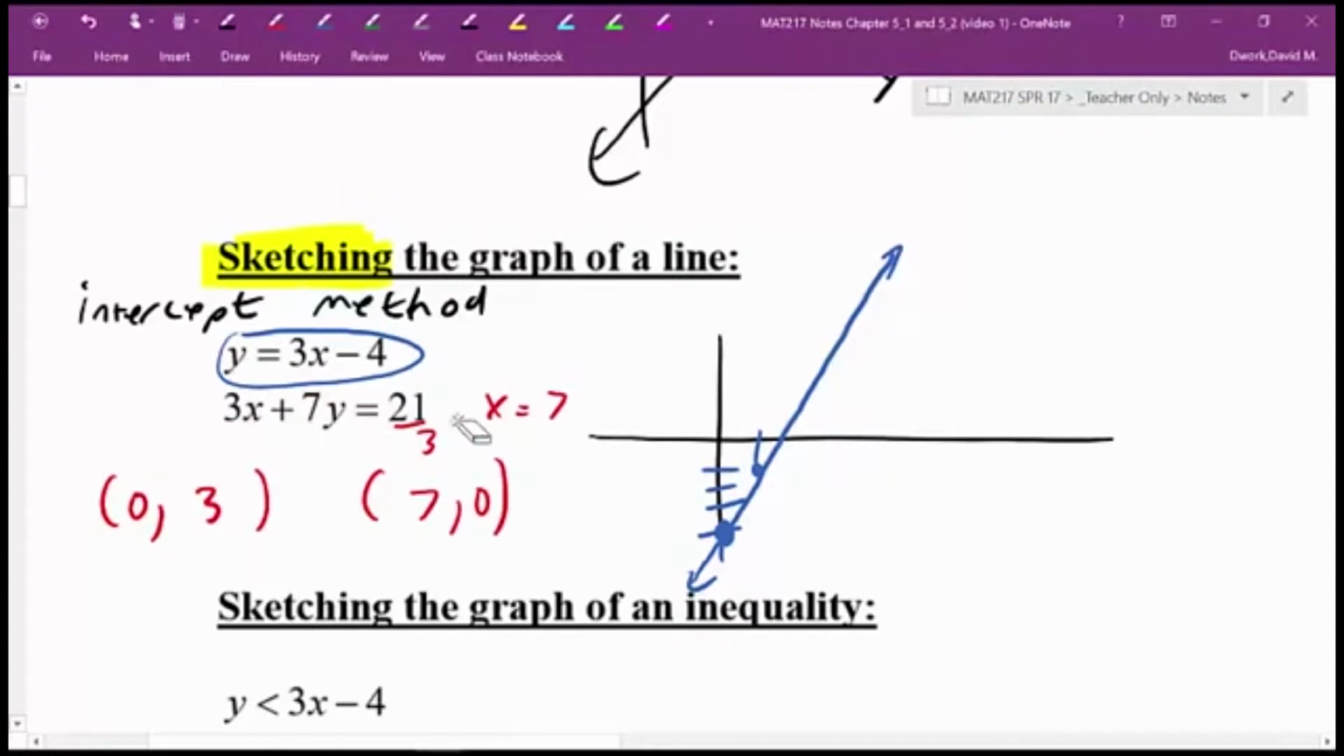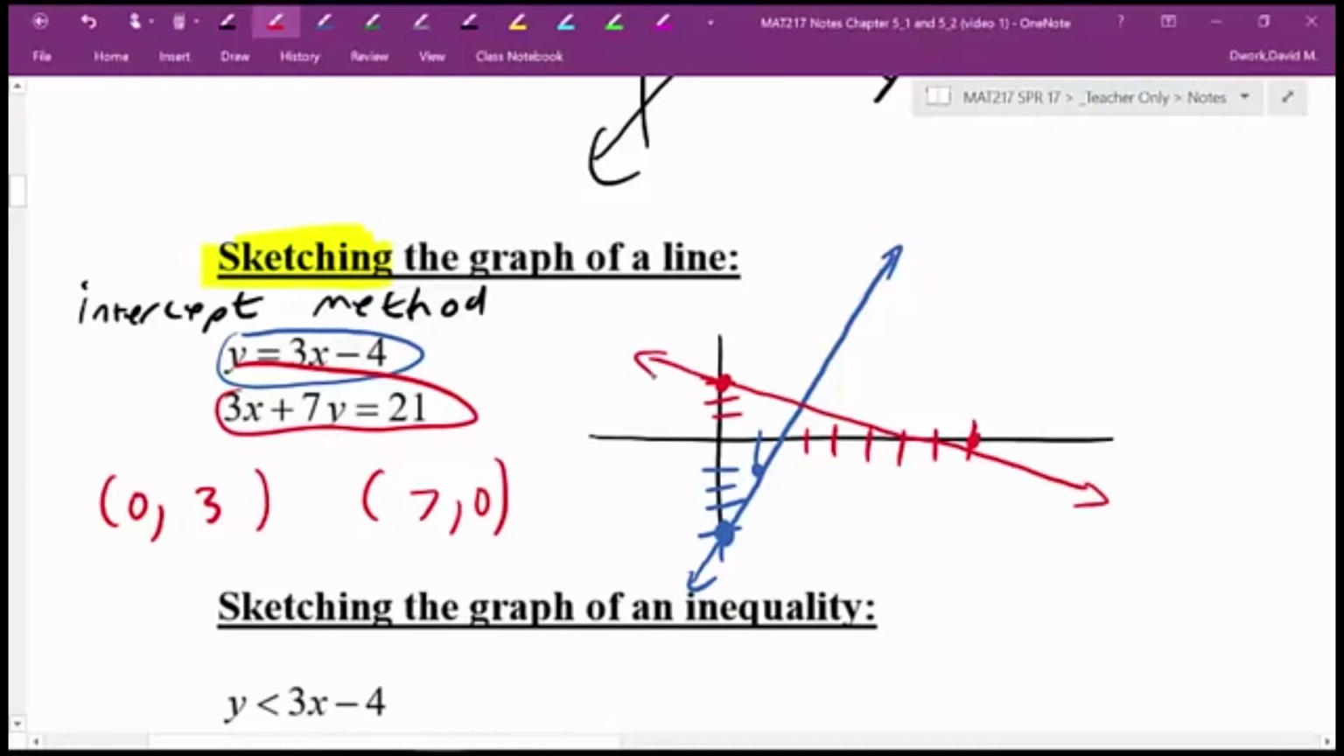So now I have my 2 points. So now I'm ready to graph, because that's all we really need to graph a line is 2 points. So I know one is at (0, 3). The other point is at (7, 0). So 1, 2, 3, 4, 5, 6, 7. And we connect the dots as best we can on a computer screen. That wasn't very good, but you guys get the idea.